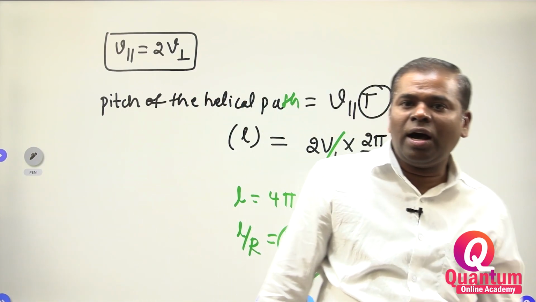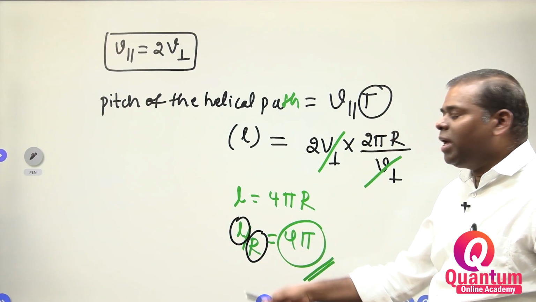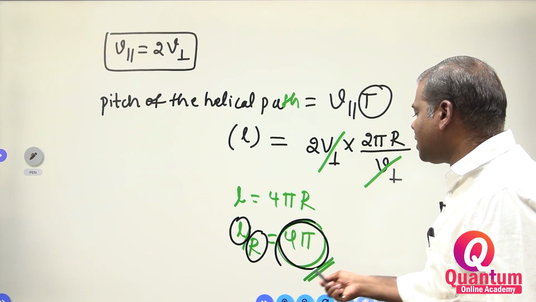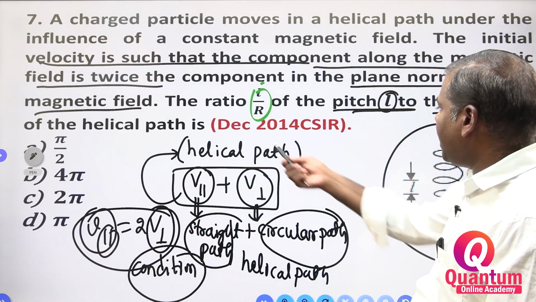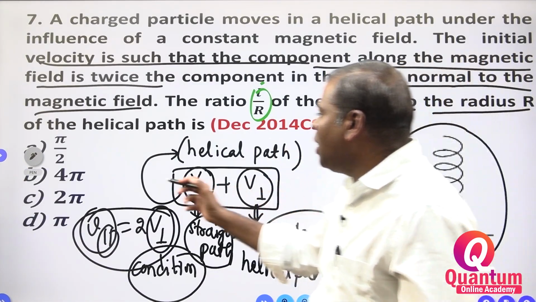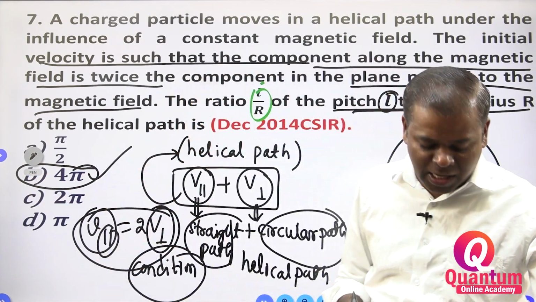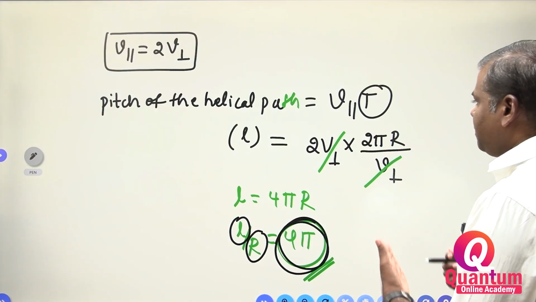The ratio of the pitch of the helical path to the radius of the helical shape is equal to how much, Nana? 4 pi. This is very, very important. They asked this in December 2014. What is your option? Your option 4 pi is correct. Option B is correct. This is the pitch of the helical path. Clear? Like this we have to calculate.